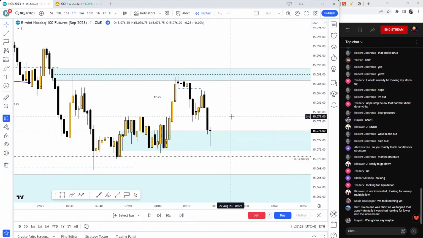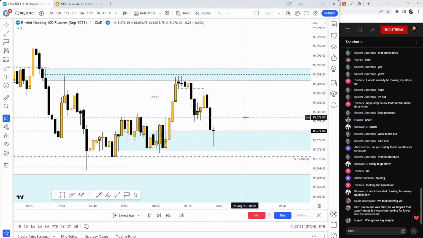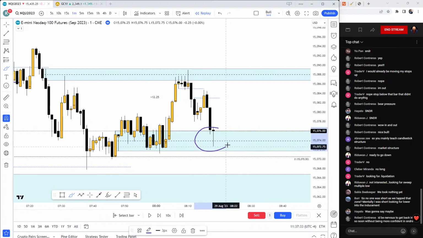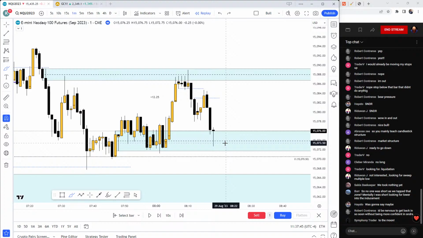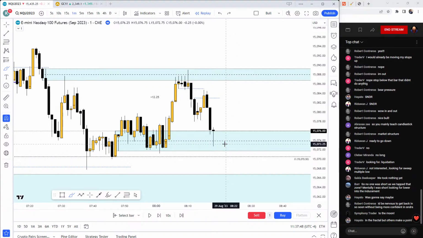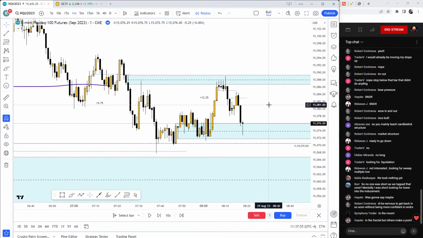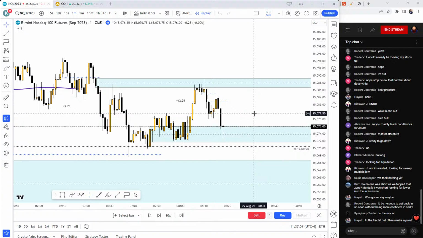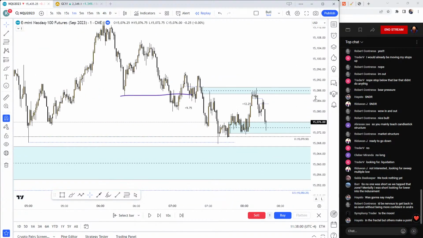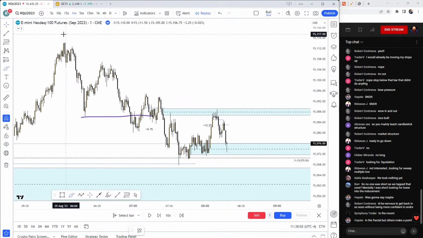Right. So it's, we like that into our area of interest. Right? Failure here would be a double bottom inside of a key point of interest. Right? This area is unmitigated right now. Okay? But what do we need to take into account? What do we have setting up here?